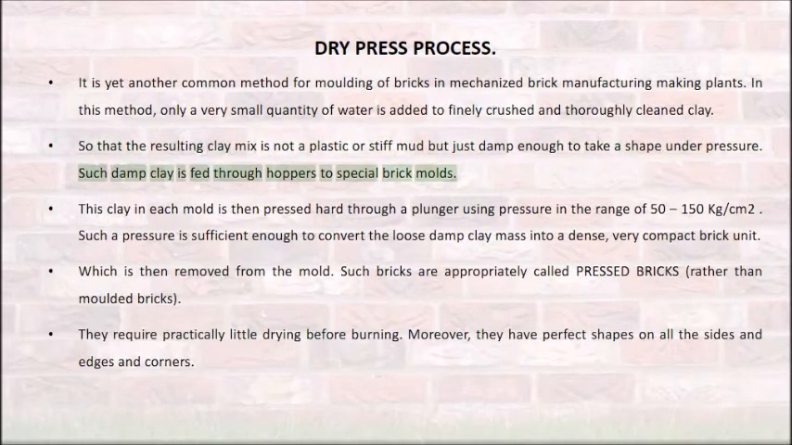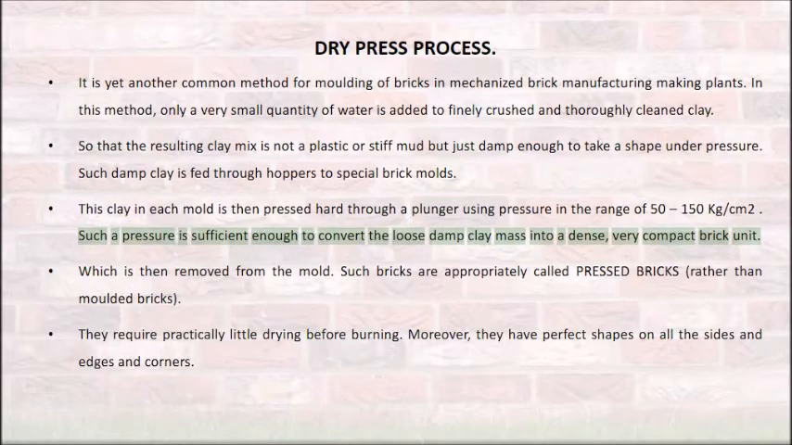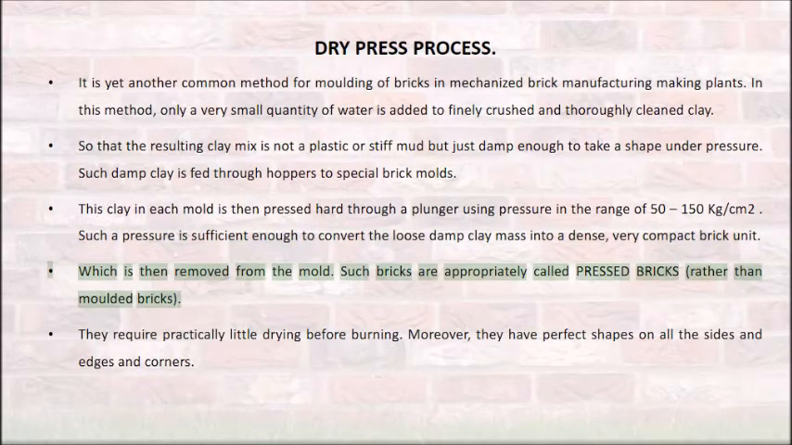Such damp clay is fed through hoppers to special brick molds. The clay in each mold is then pressed hard through a plunger using pressure in the range of 50 to 150 kg/cm². Such a pressure is sufficient to convert the loose damp clay mass into a dense, very compact brick unit, which is then removed from the mold.